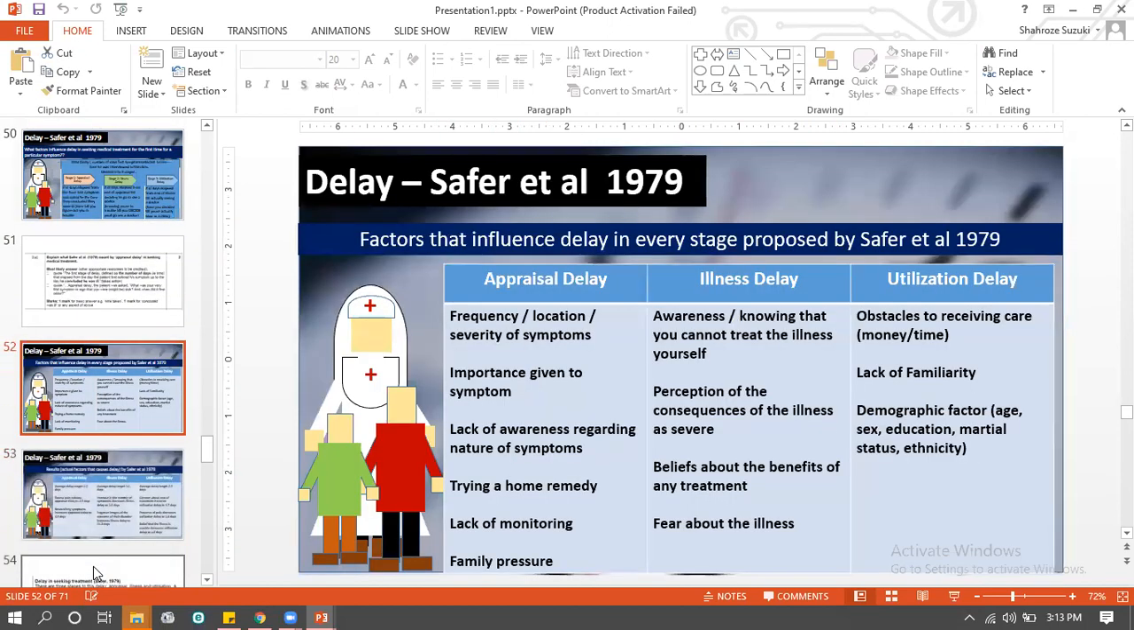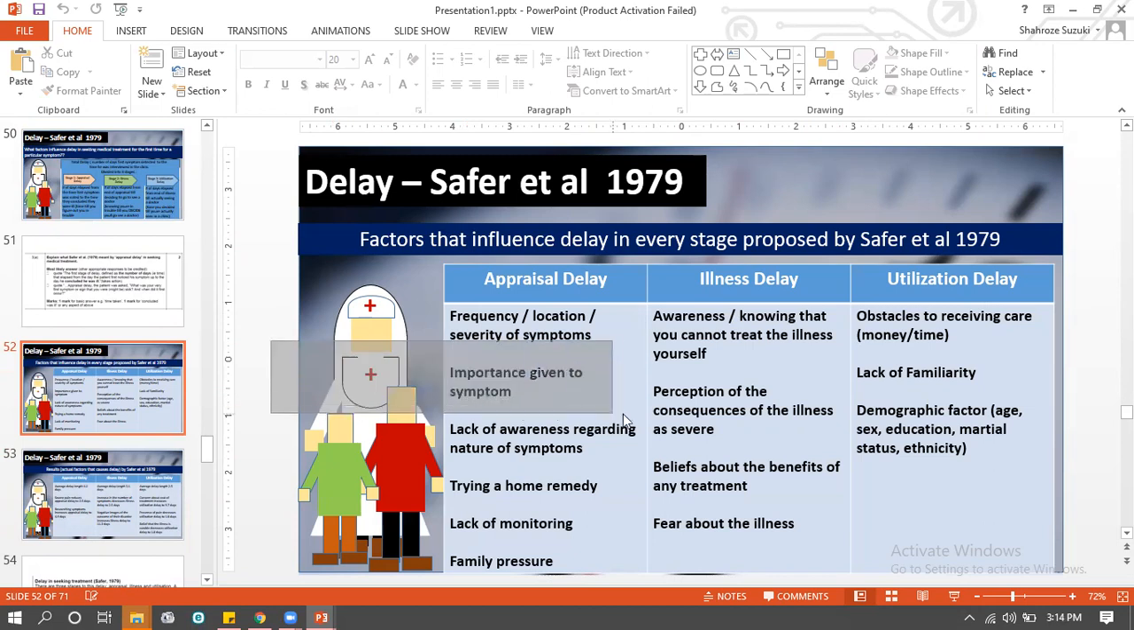So yeah, the Safer study. Safer says that different factors come under different delays. He says that appraisal delay is the delay from the day you have first symptoms till the day you realize you're ill. Appraisal delay has many factors. You may not realize you're ill because you are not conscious of your symptoms. So lack of monitoring can occur. Maybe you have a cough for 2 days but you realize on the third day, oh wait, I have a cough. So lack of monitoring, lack of attentiveness.